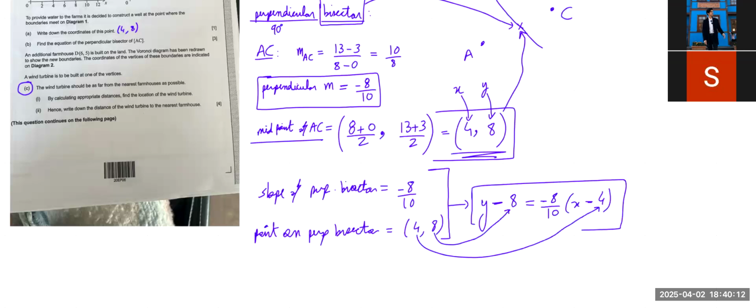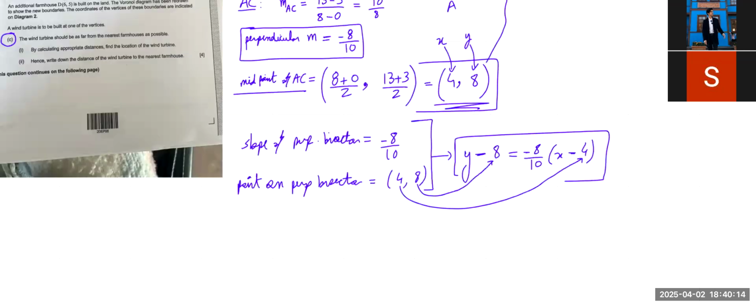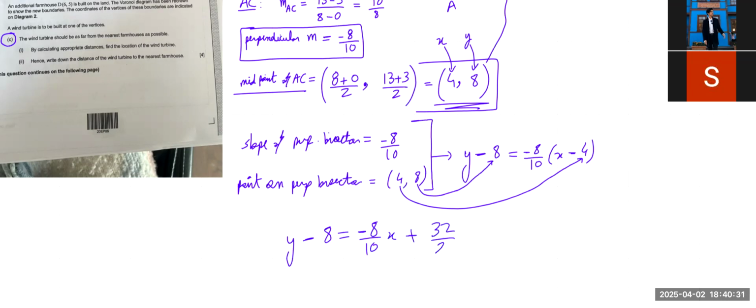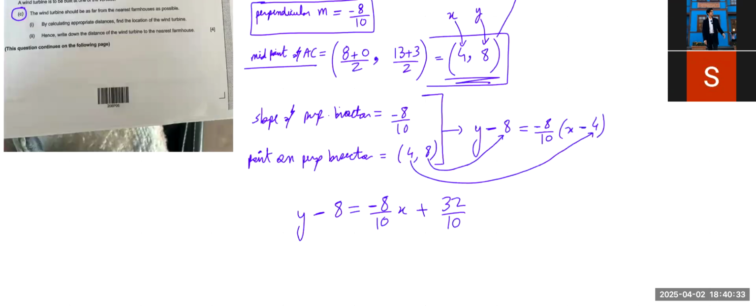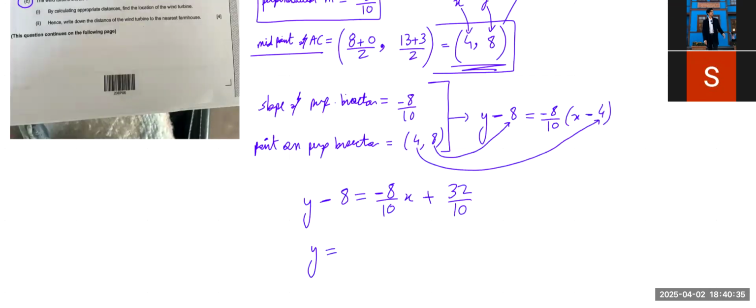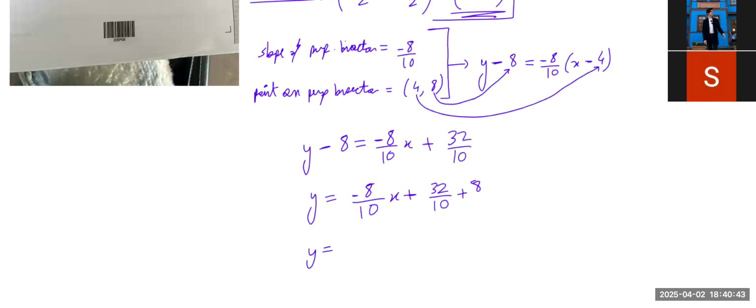So maybe you're more familiar with the y equals mx plus c form, right? The thing is, you can simplify this and convert it to the y equals mx plus c form. You have y minus 8 equals negative 8 over 10x plus 8 times 4, 32 over 10. And then if you add 8 to both sides, you're going to have 32 over 10 plus 8.